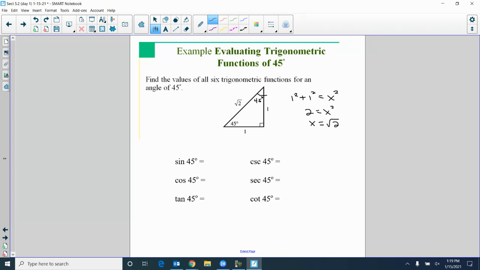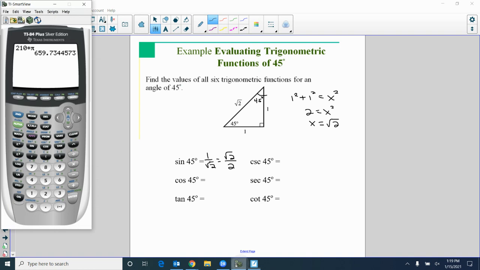It would be 1 over square root of 2. Now, when you rationalize that denominator, you're going to multiply by square root of 2 over square root of 2. I get square root of 2 over 2. All right, make sure you understand the connection.